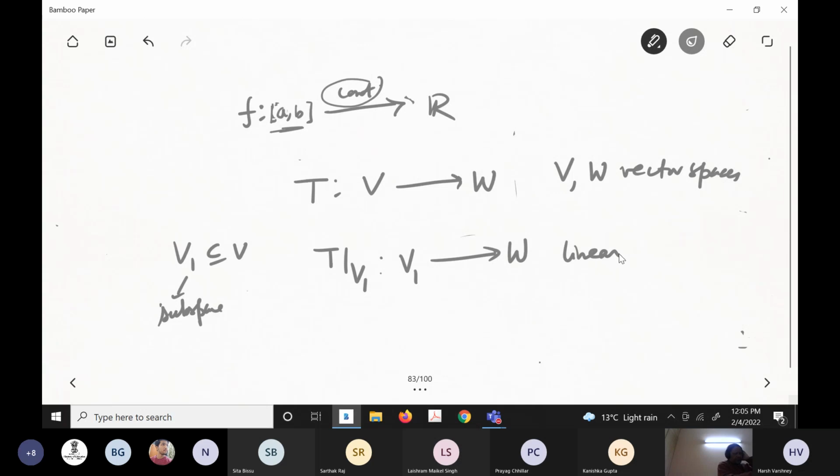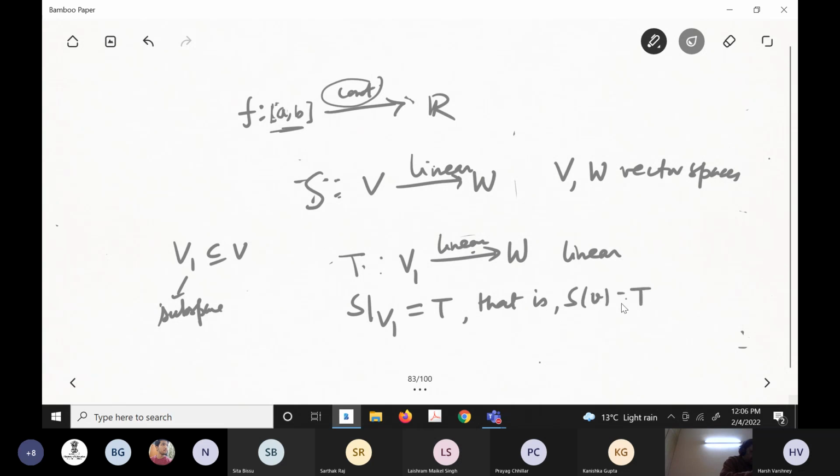But what about the other way? Suppose you have a linear map T on V1. Can we have a linear map, call it S, on V such that S restricted to V1 is T? That is, S(v) equals T(v) for all v belonging to V1. We have done linear algebra last semester.